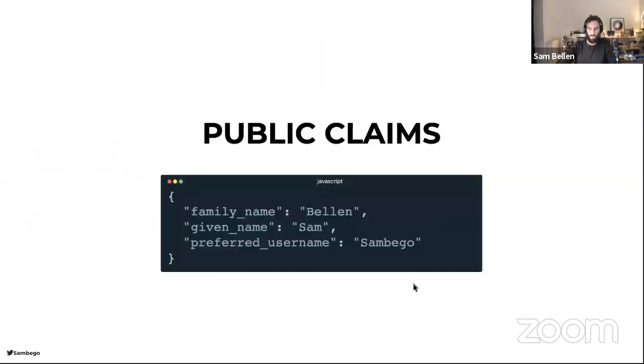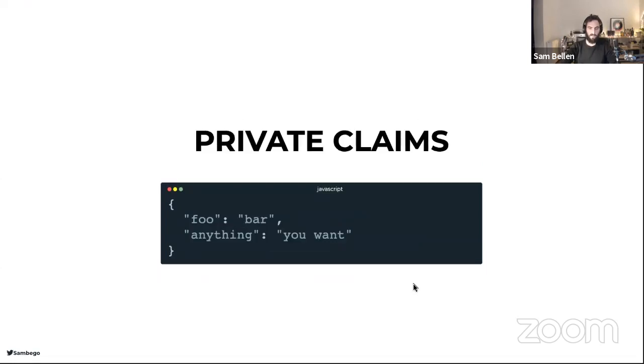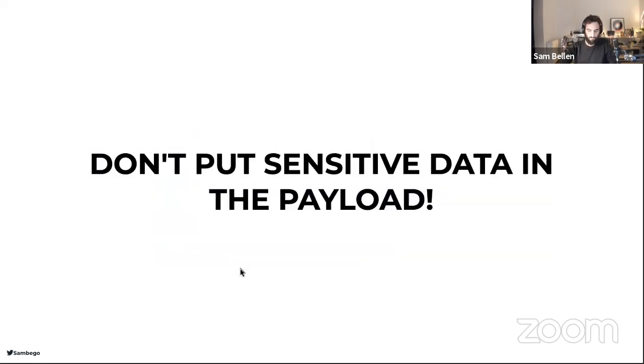And then the last type of claims is private claims. This is basically any type of claim that is useful to you. As long as it's valid JSON, you can put it in here. Keep in mind that this is just a base64 encoded JSON object, so never put something privacy sensitive or something important in here, like a credit card number, because everybody can just decode base64, like I said.